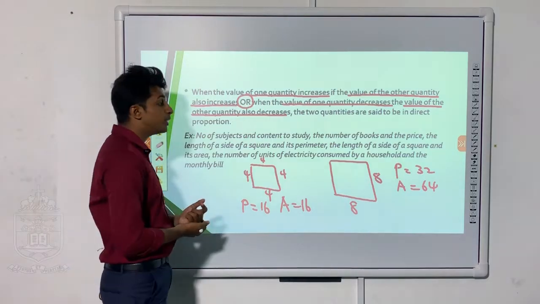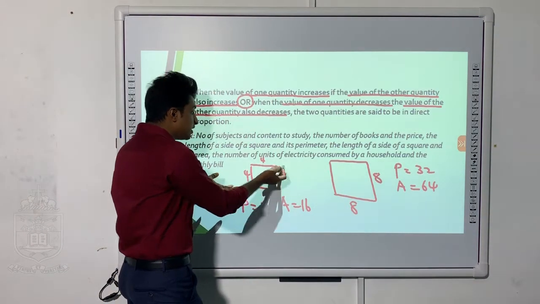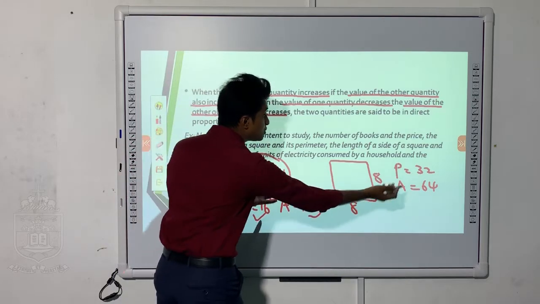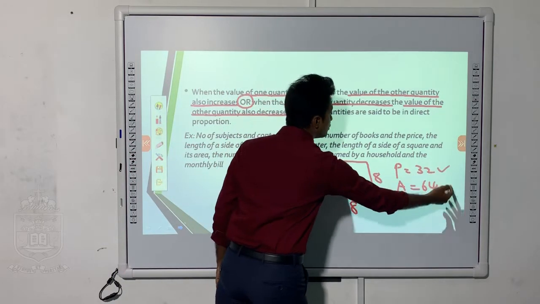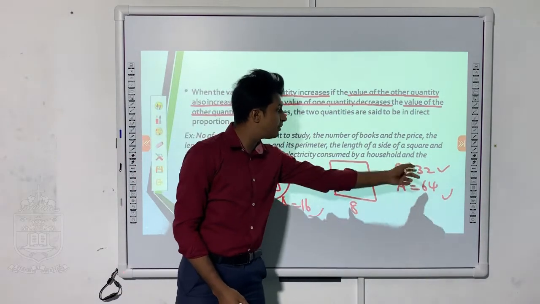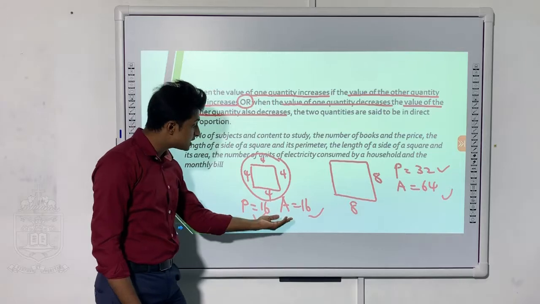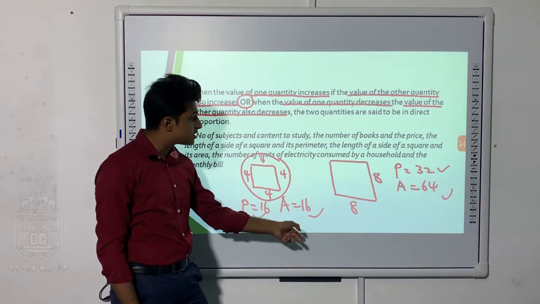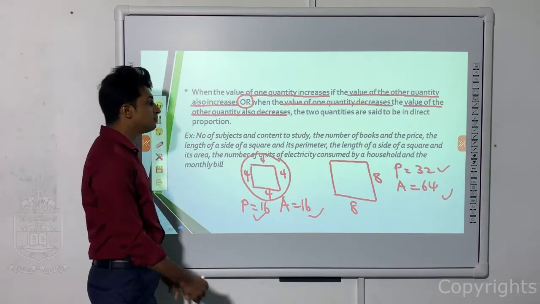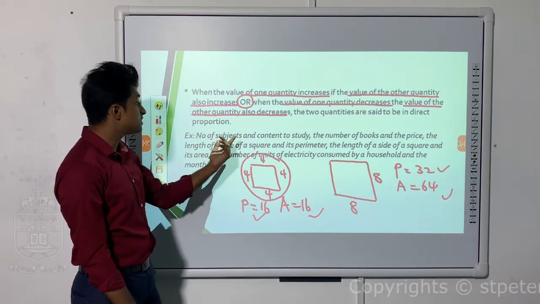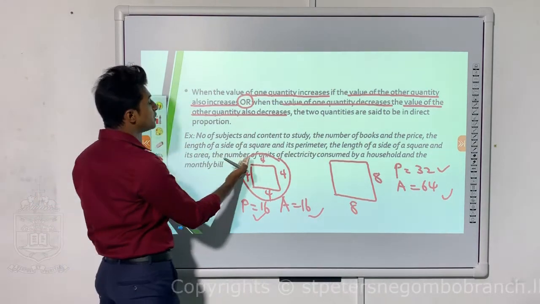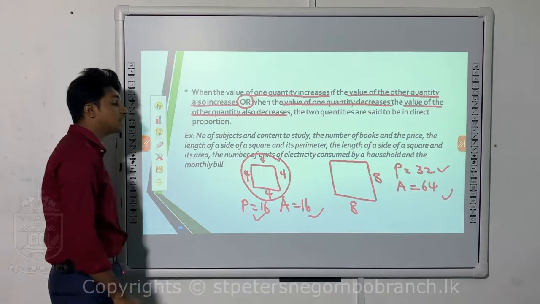So see, when the lengths were increasing, the perimeters have also increased, and the areas have also increased. When it was 4, the perimeter was 16. When it is 8, the perimeter is 32. When it was 4, the area was 16. When it is 8, the area is 64. So that means the length of a side of a square and its perimeter, the length of a side of a square and its area, the number of units of electricity consumed by a household and the monthly bill.